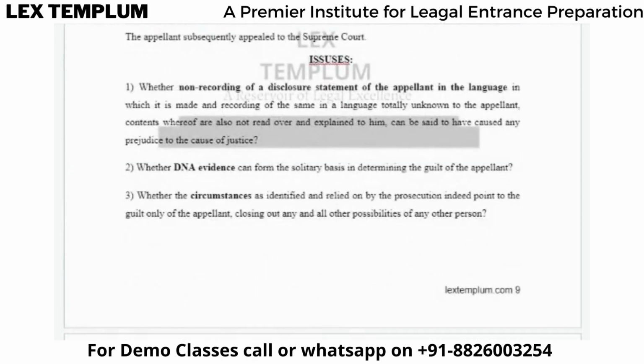First issue was whether the non-recording of a disclosure statement of the appellant in a language which is not known to him will prejudice the cause of justice or not. I'll explain this. Here, a disclosure statement was recorded of the appellant, but the language in which it was recorded and read over to him was unknown to the appellant. So, whether that disclosure statement holds evidentiary value or not, this is the first issue.